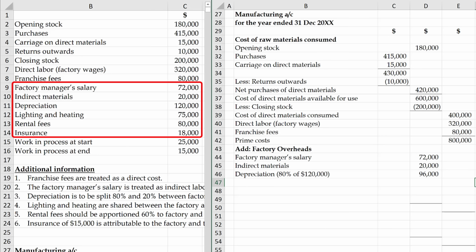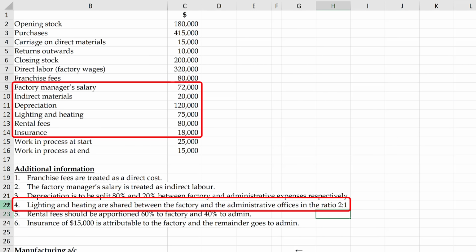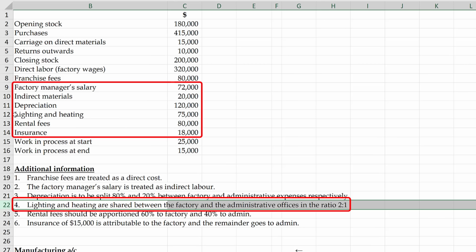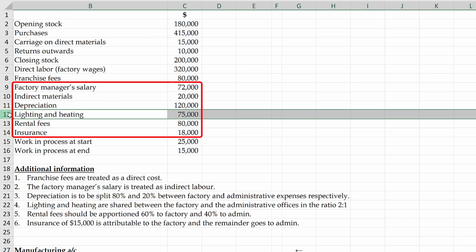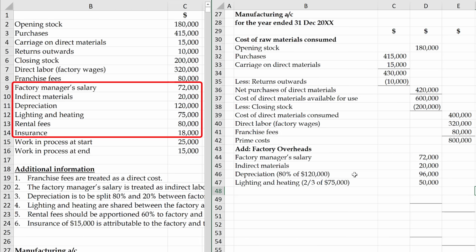Then we have lighting and heating. Let's see what it says. Lighting and heating to be shared between factory and admin in the ratio 2:1. So that's a 2/3, 1/3 split of 75,000, which is going to give us 50 and 25 respectively, right? 2/3 of that is 50.